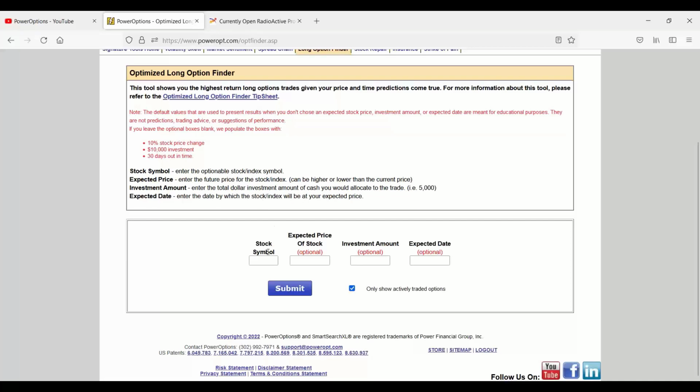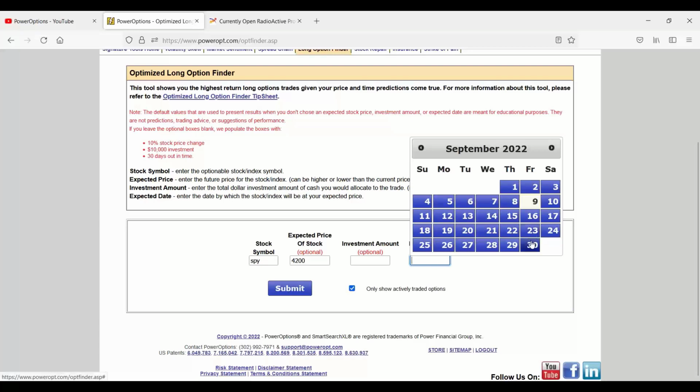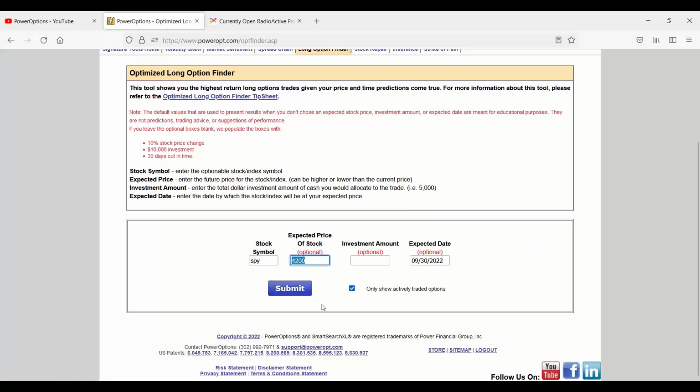Well, let's take a look at SPY right now. We're at about 4,000. We expected a 5% move in the next 30 days. This is not a recommendation, projection, or suggestion. But if I expected a 5% move up to 4,200, let's say, we're going to use SPY. And I expected this right around September expiration. Now let's go out to the 30th. Sometime between now and the 30th, maybe I'm expecting SPY to be up to 4,200. Let's just put in an investment amount of $1,500.